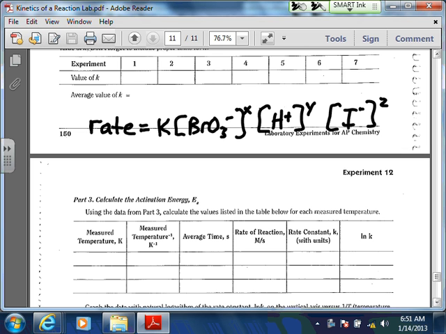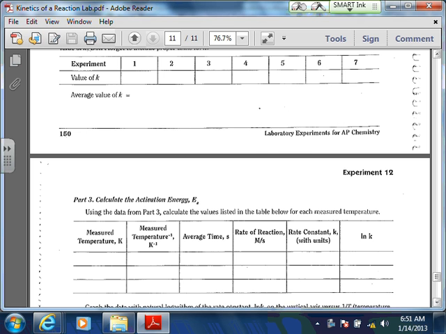You'll have your whole reaction here, and the only thing you won't know is the K for each experiment. So you can solve for K for each experiment by plugging in your other data, and then find the average value of K. All right? Okay, almost done, sort of.